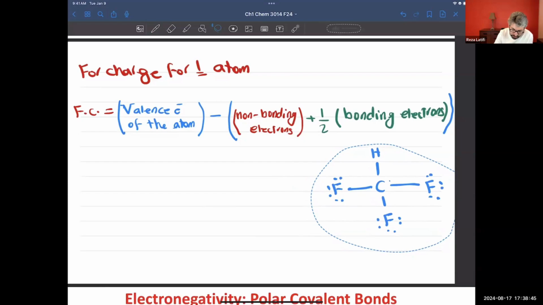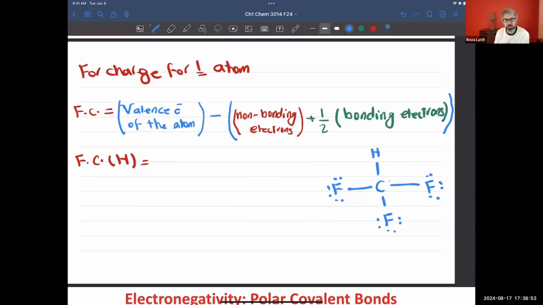I'm going to start with hydrogen. Formal charge for hydrogen is going to be equal to, what's the group for hydrogen? Hydrogen belongs to the first column, so it will be group 1, minus. Do I see any lone pair, non-bonding? No, so it will be 0. Plus, how many bonding electrons do we have? We use 2 electrons here to make a sigma bond. Half of them belong to hydrogen. So half of 2 belongs to hydrogen, and that's going to be 1 minus 1, it will be 0. That means formal charge of hydrogen is 0.